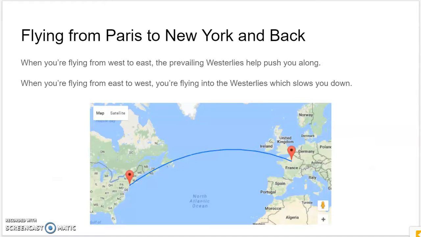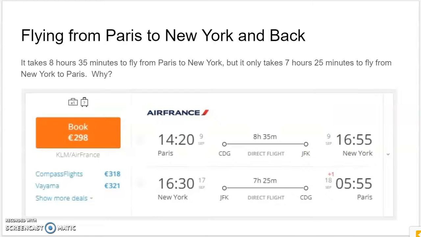And the reason is because of the westerly winds, those prevailing westerlies. The westerlies are always blowing from the west, so if you're flying to Paris, they actually help push you along. You get to France faster. And that's what we saw here, right? You get to France faster. But if we're going back, we're flying against the easterlies.